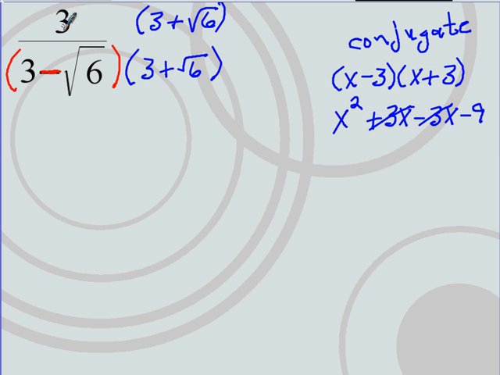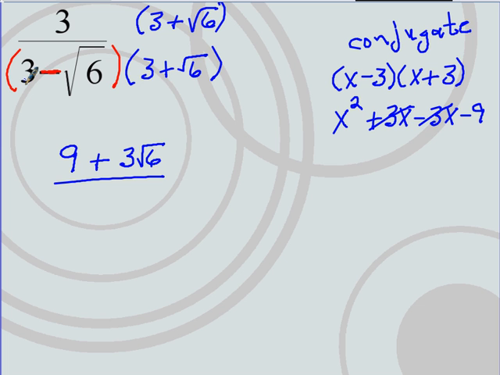On top, distributive property, 3 times 3 is 9. 3 times root 6, question, is that root 18? Anybody? No. Cannot multiply a number times a radical, so you leave it as 3 root 6. On bottom, if I work this correctly, it should remove all radicals. Help me with it, Savannah.